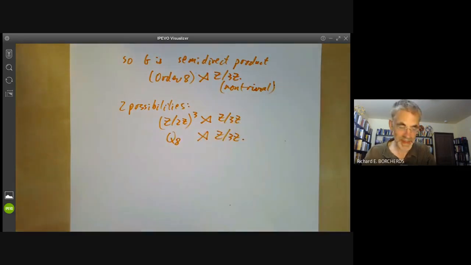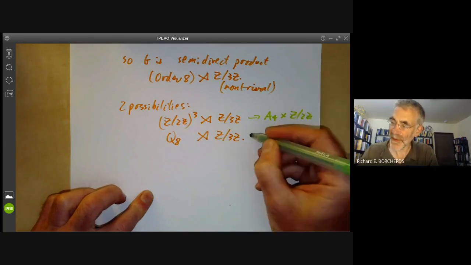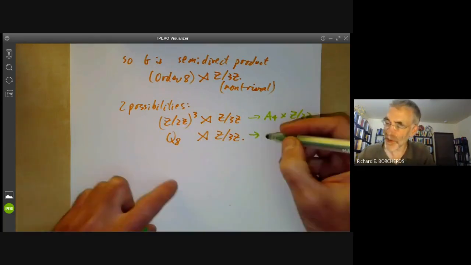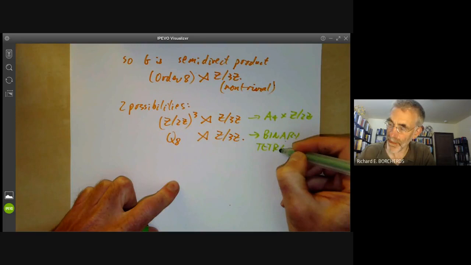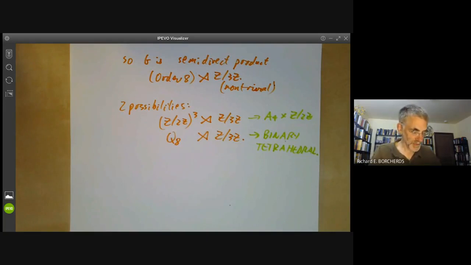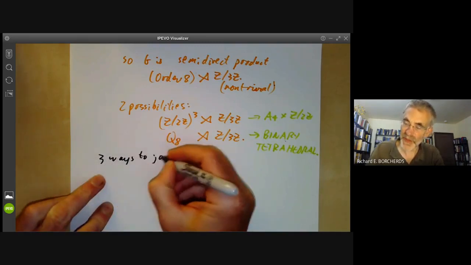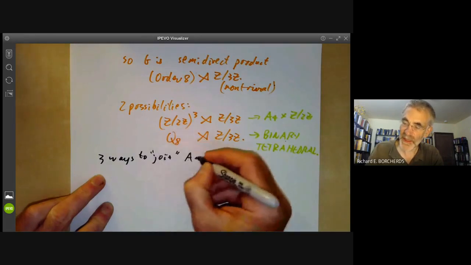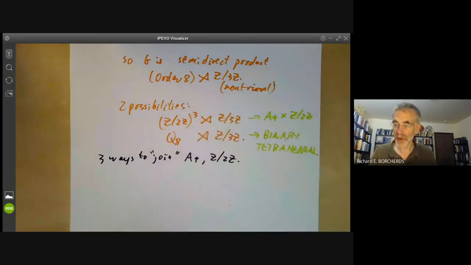And this case, you can check, just gives us A4 cross Z modulo 2Z. And this case gives us one of the more interesting groups. It's called the binary tetrahedral group. So you see that we have found 3 ways to join the groups A4 and Z modulo 2Z. So we found these 3 groups of order 24 without a normal Sylow 2-subgroup.